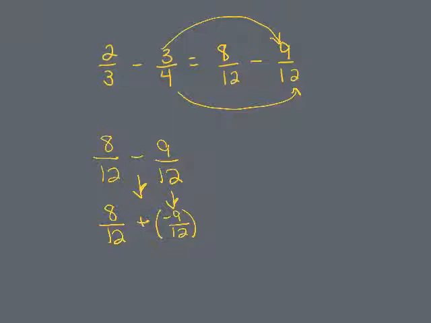Now we can use our addition rule. Same signs, add and keep. Different signs, subtract. So we have a positive 8/12 and a negative 9/12. So we're going to subtract 9 minus 8. Okay? 9 minus 8 is 1. Stick with me here. I know it's a negative 9, but stick with me. So 9/12 minus 8/12 is 1/12.